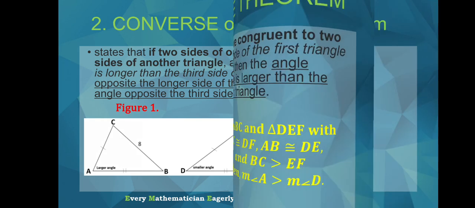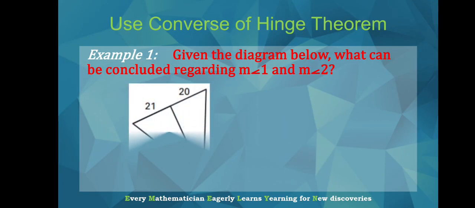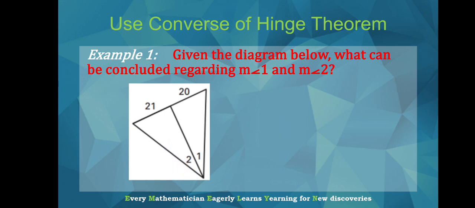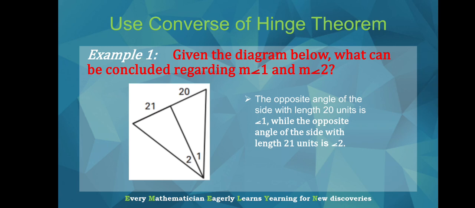Consider the first example. Given the diagram below, what can be concluded regarding measure of angle 1 and measure of angle 2? In the figure, the opposite angle of the side, with length 20 units, is angle 1, while the opposite angle of the side, with length 21 units, is angle 2. So, if 20 is less than 21, then measure of angle 1 is less than measure of angle 2.